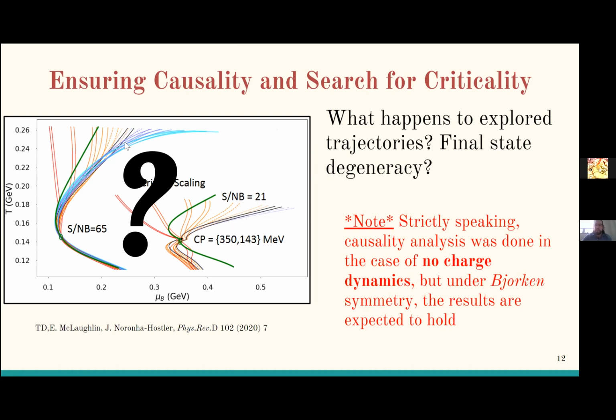However, if I can use causality constraints, for instance, to remove some of these trajectories, and I know some of these trajectories will be unphysical, then perhaps I can make a better educated guess as to what my initial condition must have been, for instance, right?